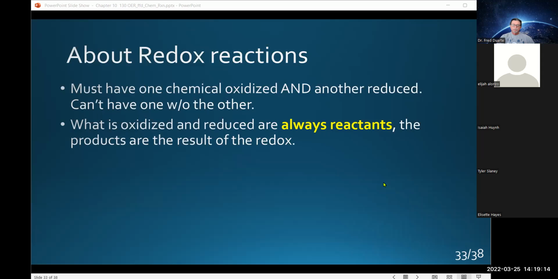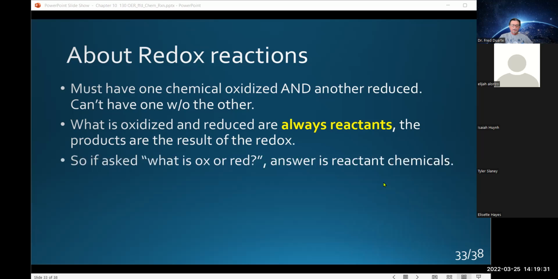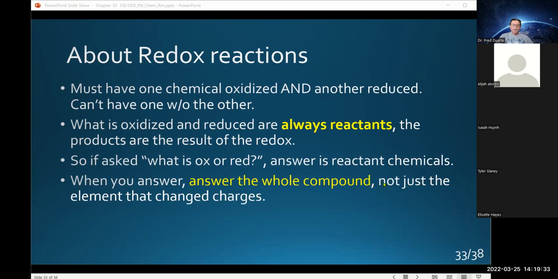Okay. So what is oxidized and what is reduced? They are always the reactants. The products are what they are. They didn't have anything to do with it. The products didn't do anything other than become what the products are. It's the reactants that either gain or lose electrons, okay? All right, so if you're asked the question, which compound was reduced? Well, you've got to name the whole compound, not just the metal or the non-metal that picks up electrons. So if copper chloride is involved in picking up electrons, it's copper chloride, for example, not just copper.